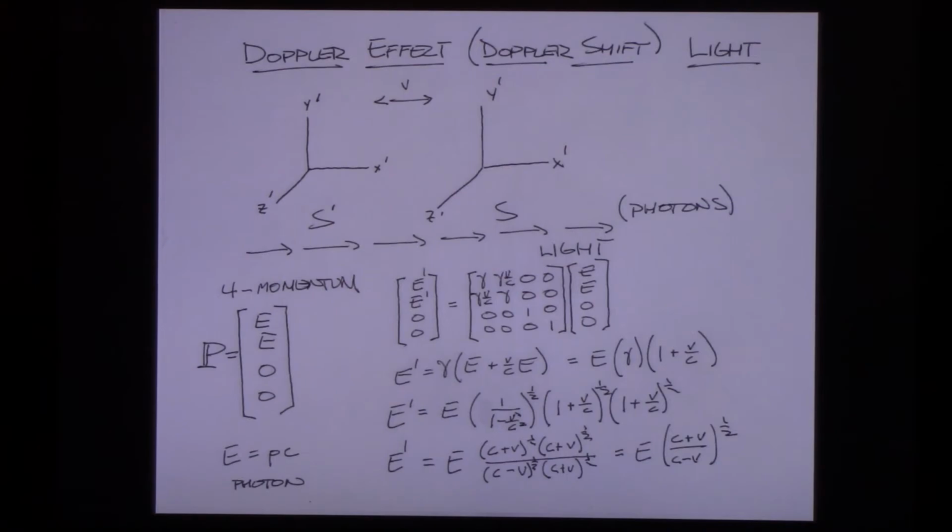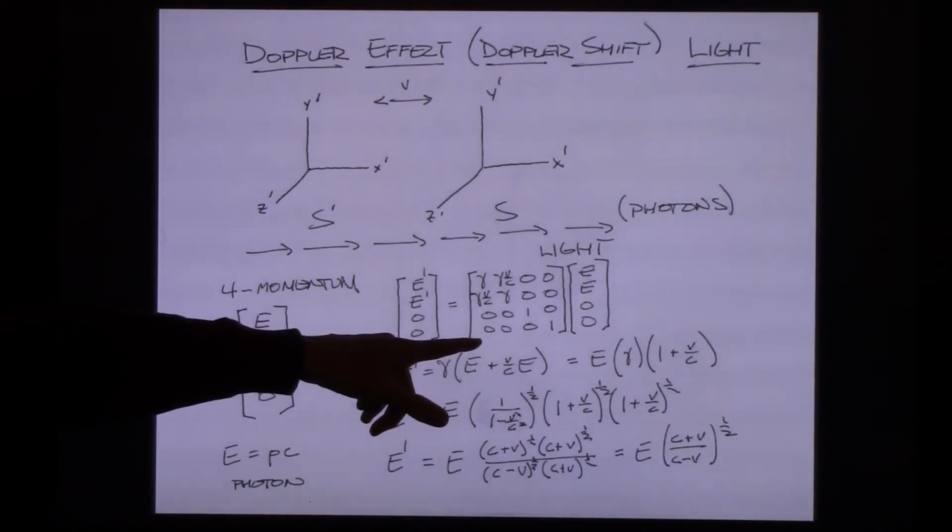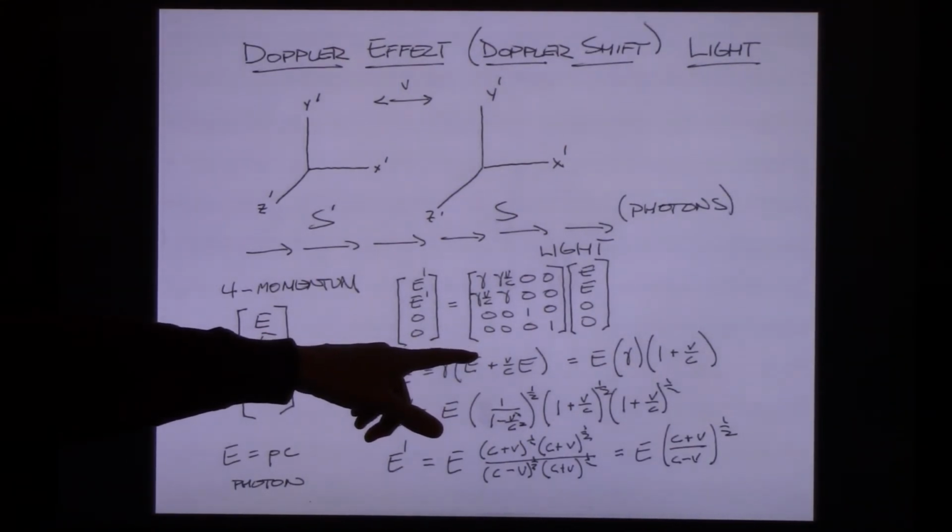Now, to calculate just how much energy those photons would have, how much of an effect there is in this Doppler shift for light, what we can do is come back to our Lorentz transformation matrix.